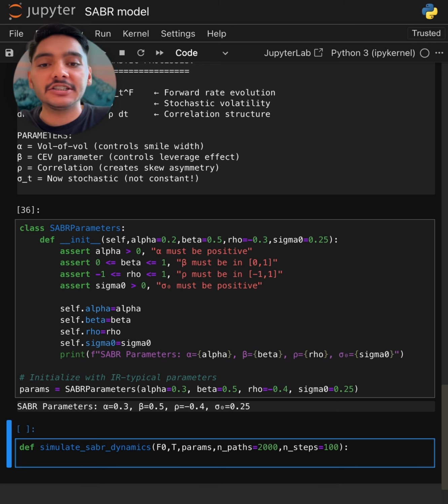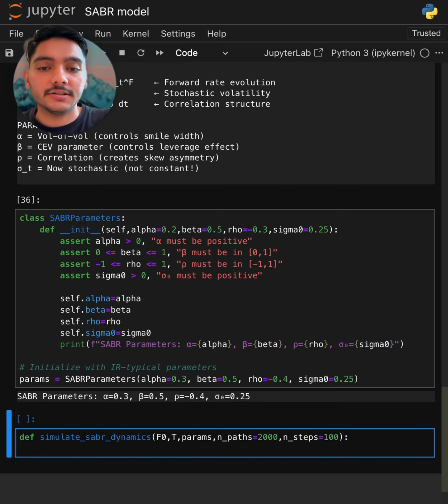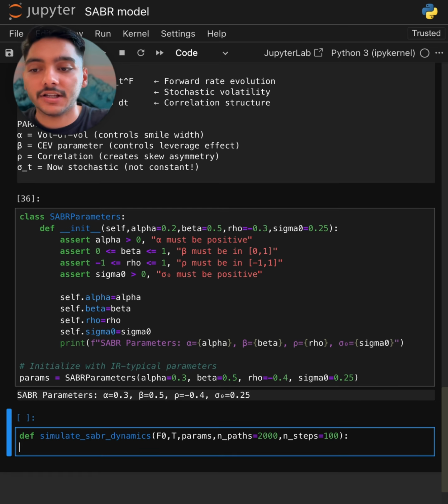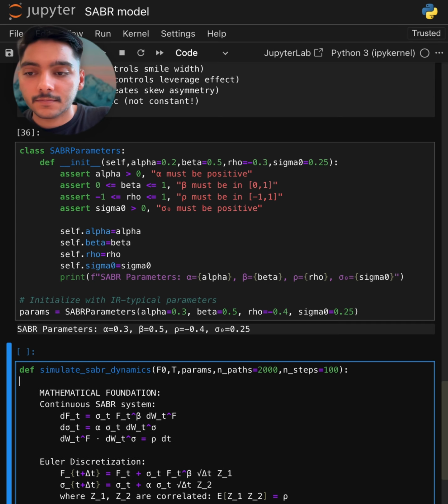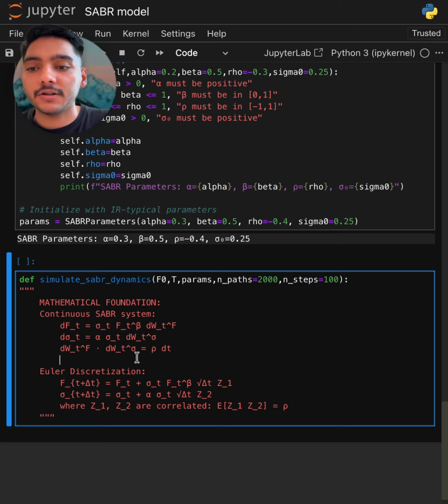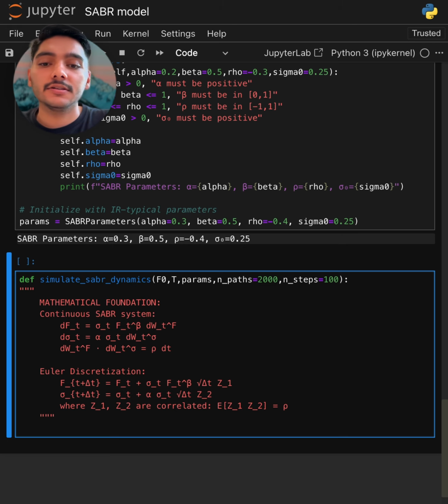The mathematical foundation is the three core equations which we have discussed above, and I can also write the Euler discretization. Maybe also mention the mathematical foundation if someone wants to refer to that part. So this is the mathematical foundation, and this is the Euler discretization. If anyone wants to refer to this, let's start with step 1.